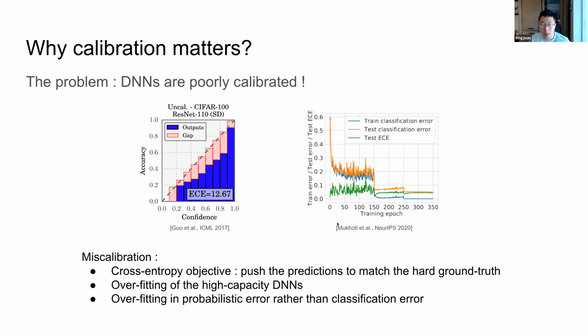The second figure presents the overfitting in deep learning. We can see that even though the accuracy on the test set is not overfitting, it still decreases. We can see this orange curve. It means the test classification error. The test classification error decreases, but at the same time, the ECE on the test set starts to increase. It means that the model is overfitting in probability error rather than in classification error. The classification error can still be decreased, but the ECE is already in the overfitting phase.